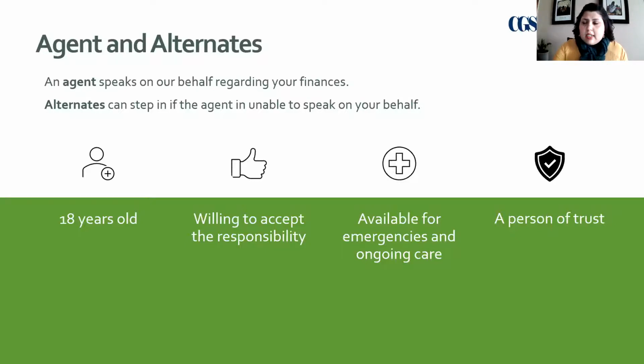So the agent is going to be the person that is going to speak on your behalf regarding finances. Your alternates, they can step in the event that your primary agent is not able to speak on your behalf for whatever reason. So think about it as having a plan A, B, and C. So your primary agent is your main person. If they're in the same situation as you are or something else happens, then your alternate number one could step in. And if both your agent and alternate number one are in the same situation, then you have alternate number two.